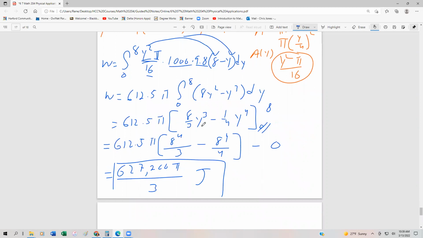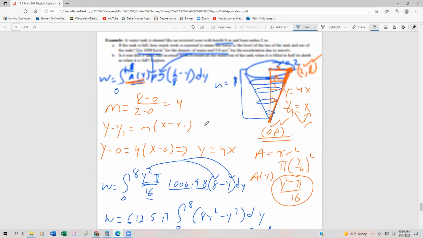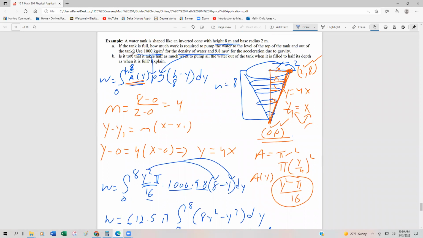All right, so now the second part of the problem says, is it true that it takes half the amount of work to pump all the water out of the tank when filled to half depth as opposed to when it's full? And we're going to explain why. So let's just change the height to 4. I'm going to call it h sub 2 is equal to 4.